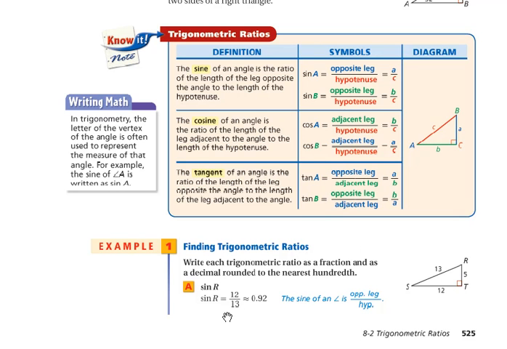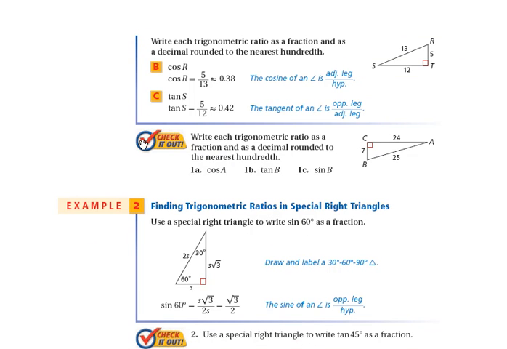In this example we're looking at sine R. First you go to angle R, and the definition of sine is opposite over hypotenuse, so we go opposite, which is 12, over 13, the hypotenuse. If you take 12 divided by 13, you get 0.92, and that is the ratio you would get there. Here are some other examples using this triangle that you can look through, and again, you're just finding the ratios.